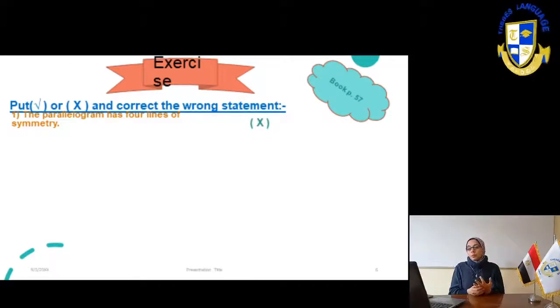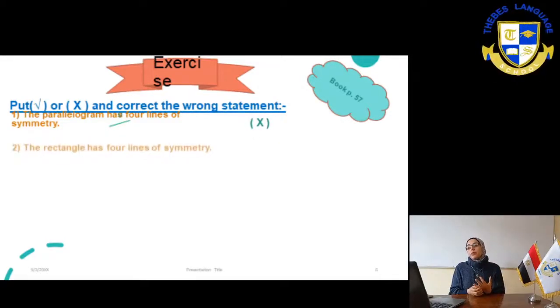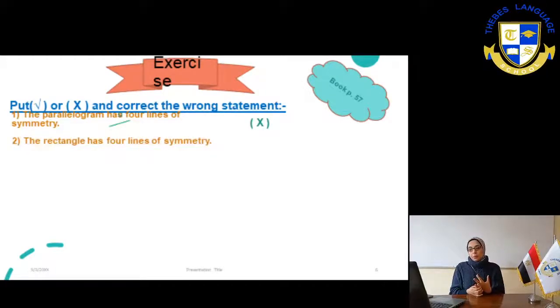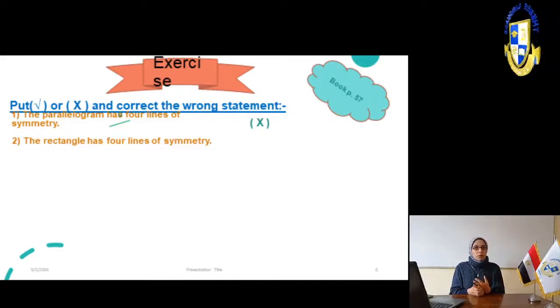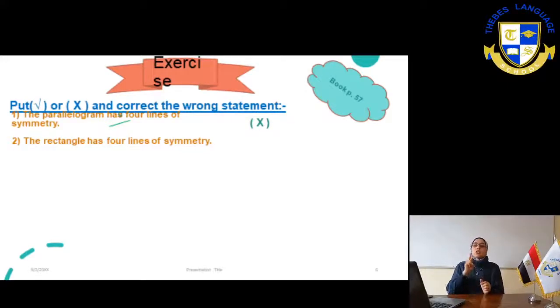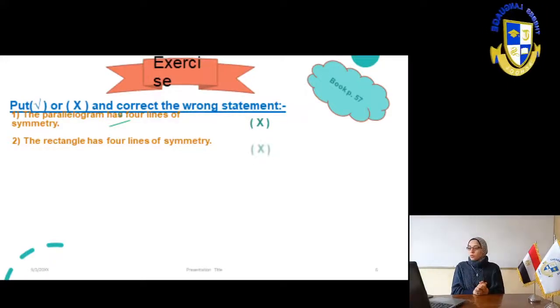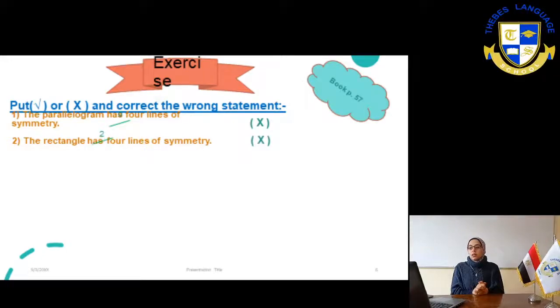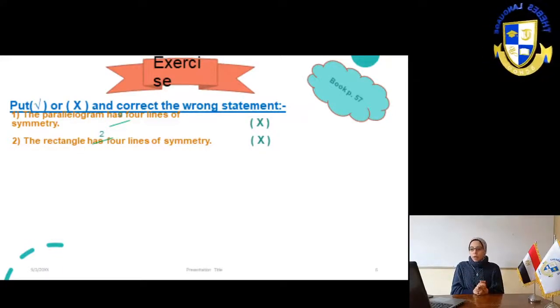Number two, the rectangle has four lines of symmetry. Wrong. A rectangle has just two axes of symmetry, not four, because we said before that the figure which has four axes of symmetry is a square.